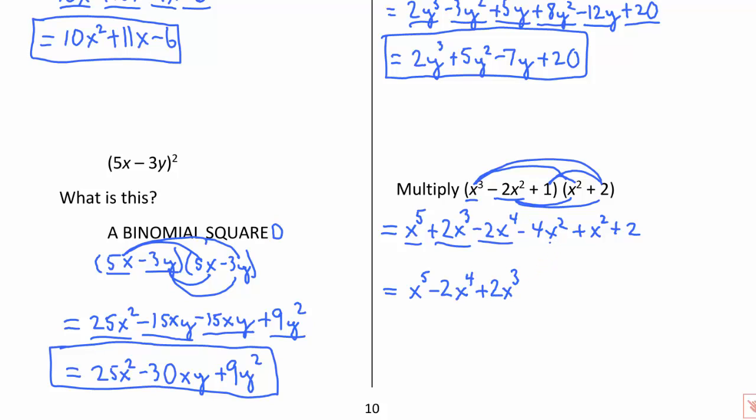Then we look for the next highest, which is degree 2. There's one here and here. Negative 4x squared plus x squared is negative 3x squared. Degree 1, well, there are no degree 1's, but there is a degree 0 term, and that's plus 2. So there you go. X cubed minus 2x squared plus 1 times x squared plus 2 is x to the fifth minus 2x to the fourth plus 2x cubed minus 3x squared plus 2.